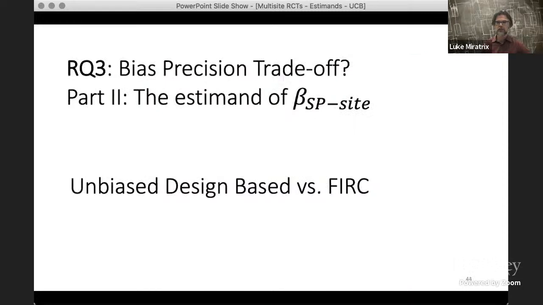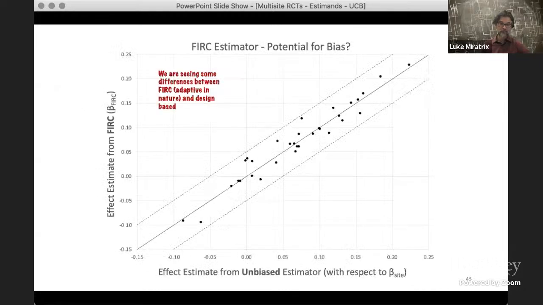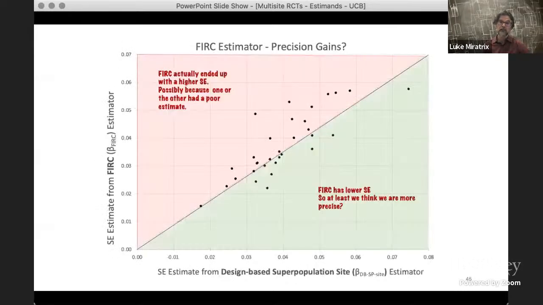For FERC, which is also doing a trade-off where the more cross-site variation there is, the more it tries to estimate the site average, and the less variation there is, the more it tries to estimate a person average. When we compare that to the unbiased design-based, we see that the point estimates move a lot more. And we also see that the standard errors are all over the place. Sometimes FERC is doing better than the design-based, and sometimes it's doing worse. So it's really hard to make a clear call on what's going on when you use FERC, which is a biased but hopefully more precise estimator than the design-based.